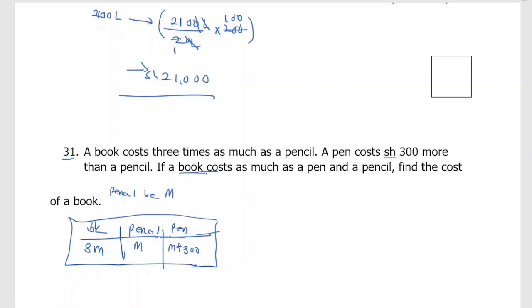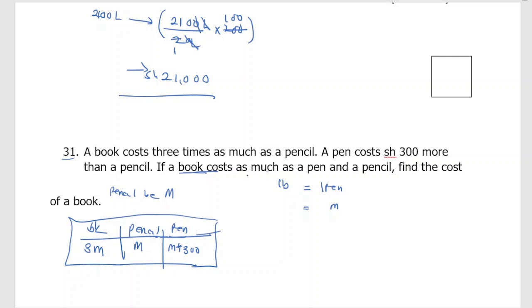Now, if one book costs as much as a pen, if the cost of one book is equal to the cost of one pen, our pen is M. Now a book costs 3 times M. Now you have understood well. It means if a pen is M here, then a book is going to be this.